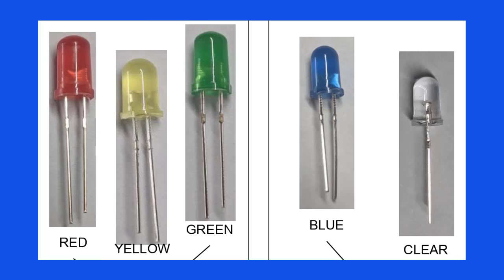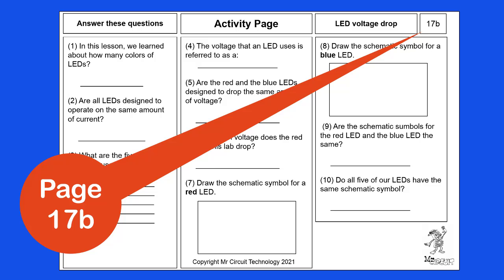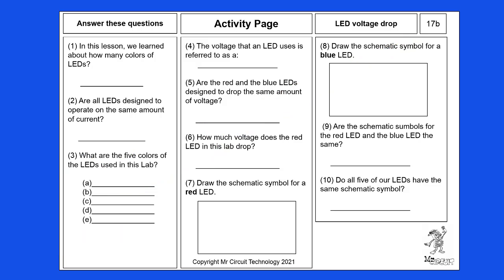Physically, all 5 colors of our LEDs look the same, but inside each LED, the electronics is different depending on the color. To finish up this lesson, fill in the answers to the questions on page 17B of your lab manual. Upon doing that, you are ready for Lesson 18.